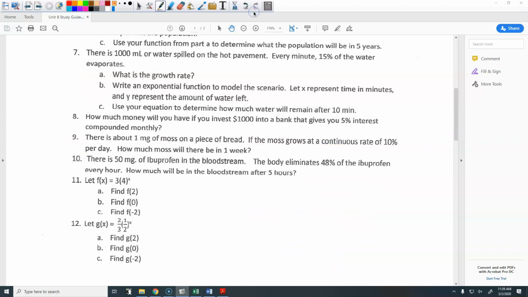All right. Next one we have here, number 10. There are 50 milligrams of ibuprofen in the bloodstream. The body eliminates 48% of the ibuprofen every hour. How much will be in the bloodstream after 5 hours? So once again, notice that there is no word there that says continuous, and it doesn't say compounded either, so we're doing another one of these apparently.